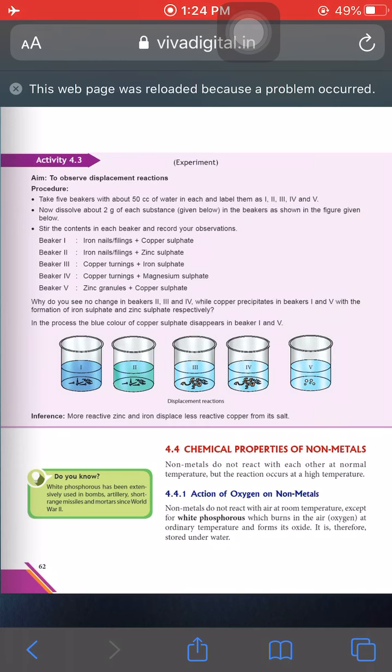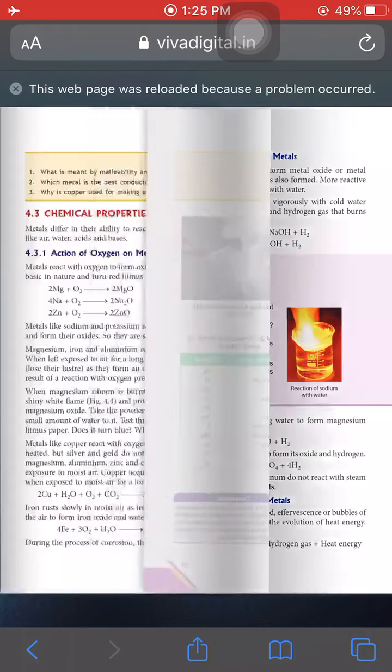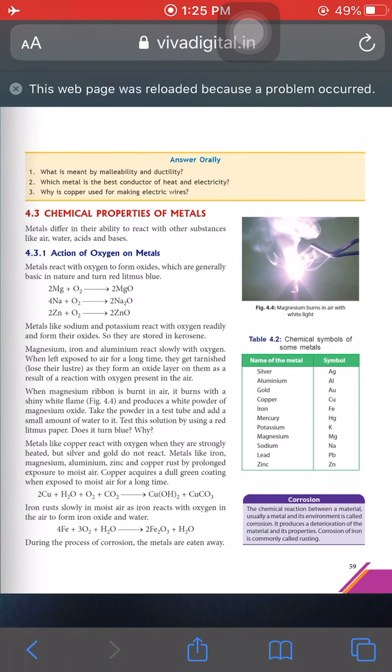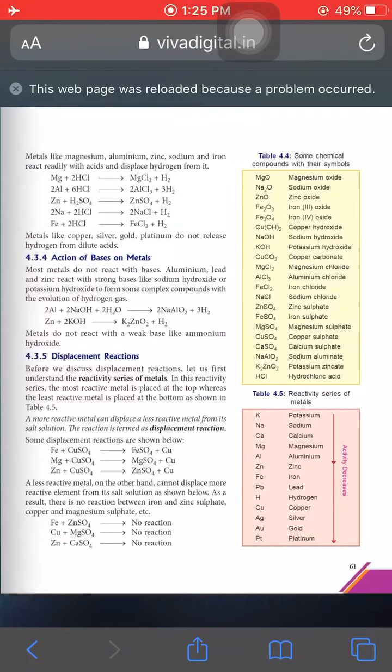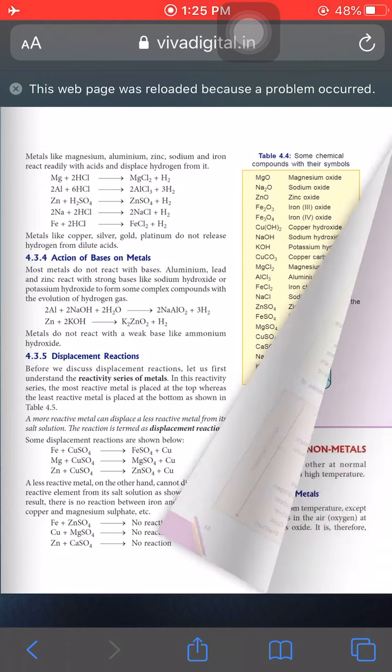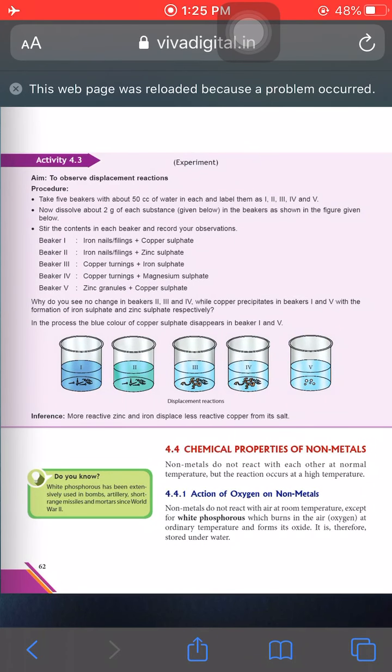Now chemical properties of non-metals. Firstly, we learned the chemical properties of metals. In that, first the action of oxygen, then action of water, action of acid and base. These four points we also discuss for non-metals. So firstly, action of oxygen on non-metals.